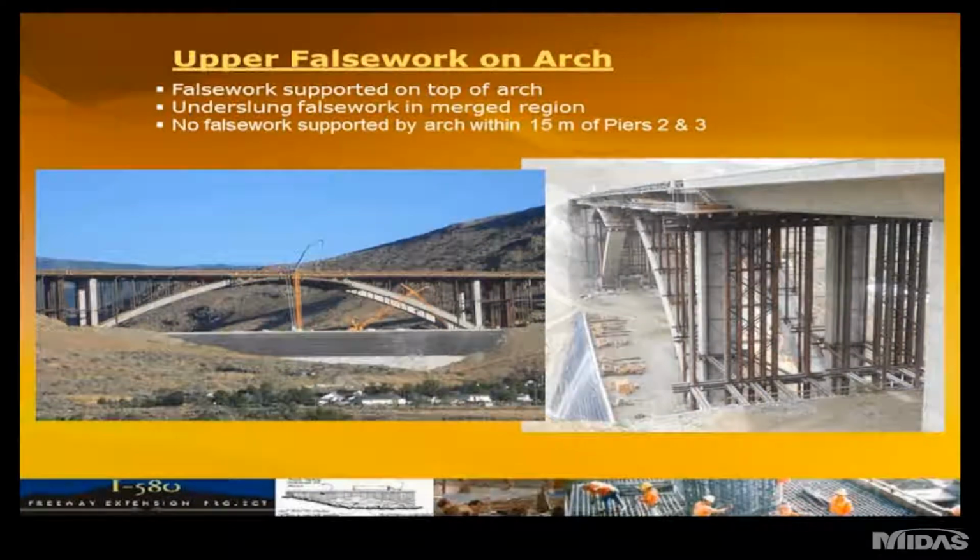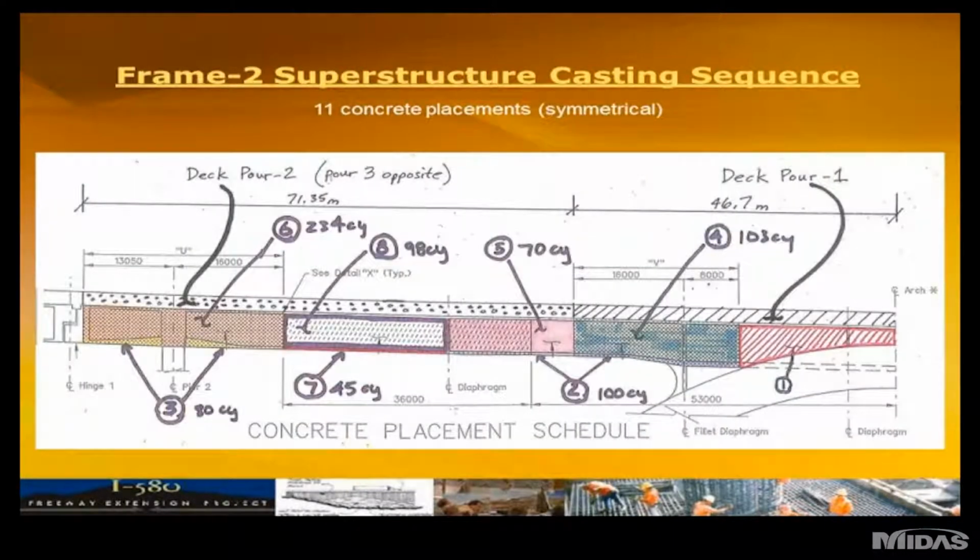Typical schematic of superstructure pours, again, quite extensive like the arch rib. I believe there were like 11 different concrete placements, as you can see highlighted by the different colors. All of these were cast in a specific sequence, which is indicated by the numbers. So again, it's quite an extensive breakdown of casting sequences and timing.